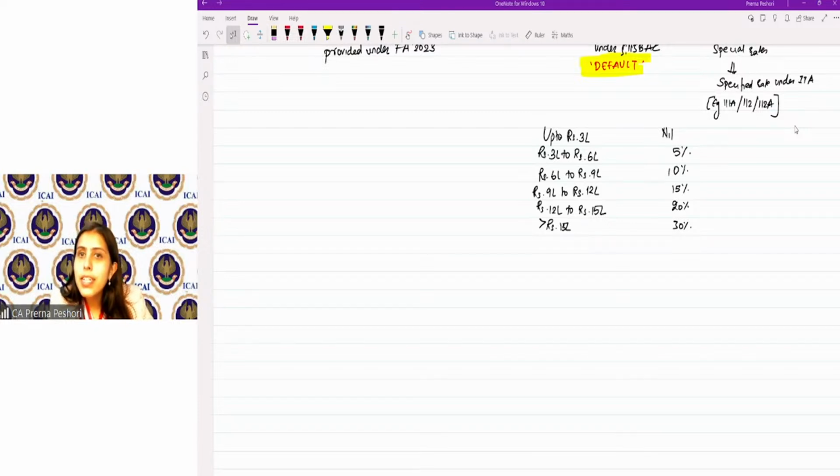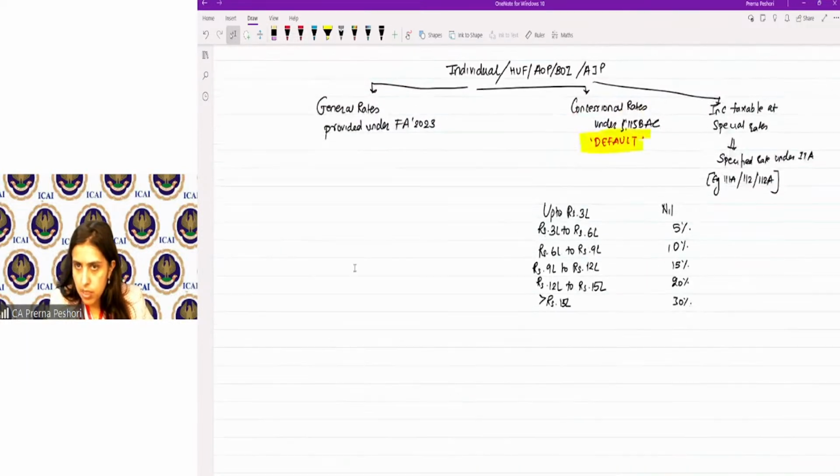However, this comes with the rider. This comes with the rider because these are the concessional tax rate. The government is giving you the concession in terms of the tax rate. The government is expecting you not to claim certain exemptions and deductions. But before that, we will see what are the general rates of tax. So to make a thorough comparison between the tax rate.